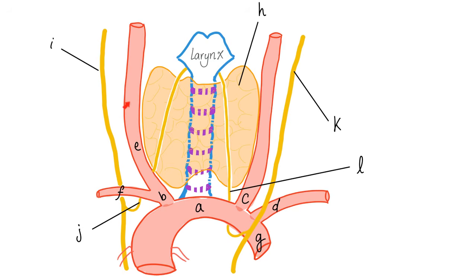The common carotid will give you the external carotid and the internal carotid. This is what happened on the right side. On the left side, however, we have two separate branches. This is the left common carotid and this is the left subclavian. They had separate origins from the beginning and not a common origin like this one.